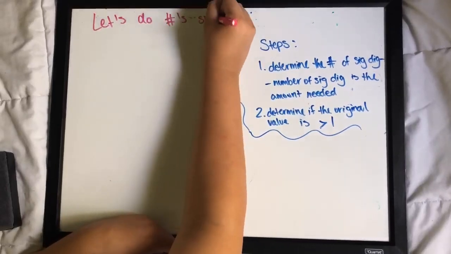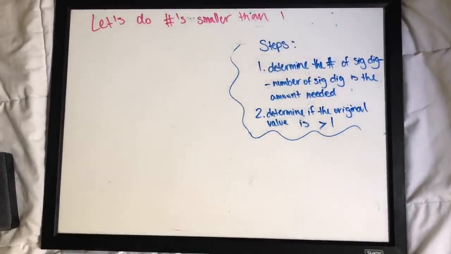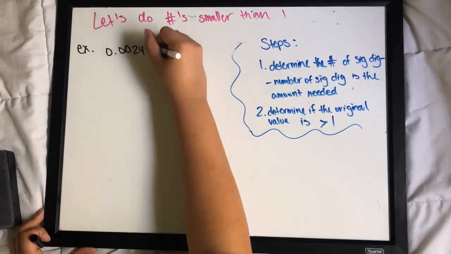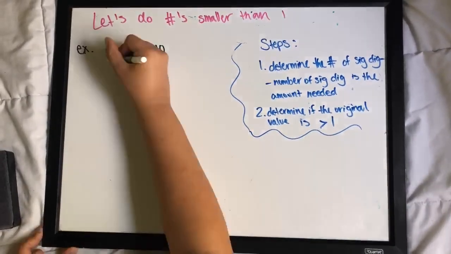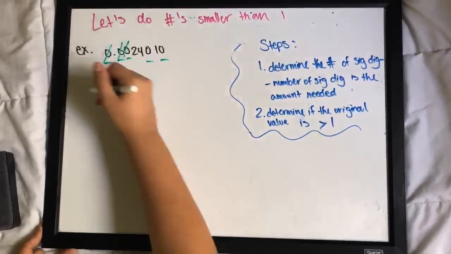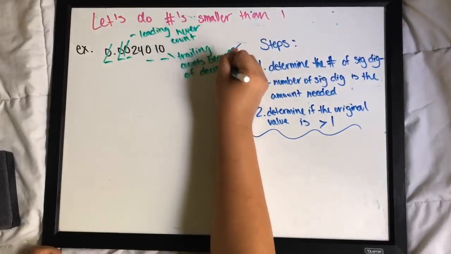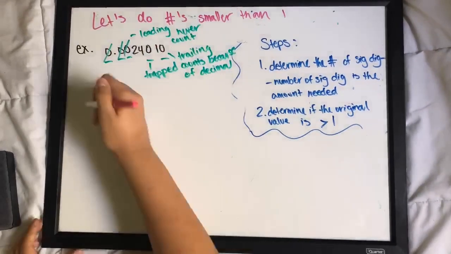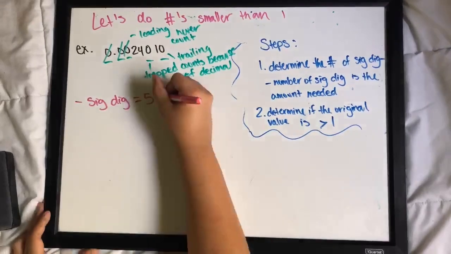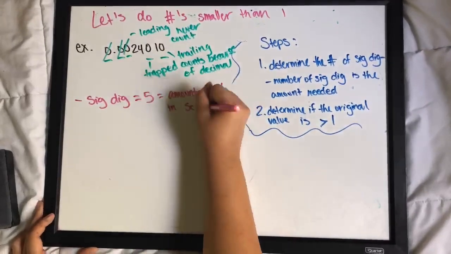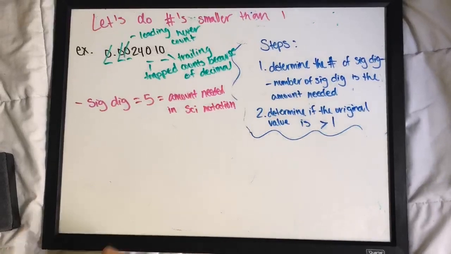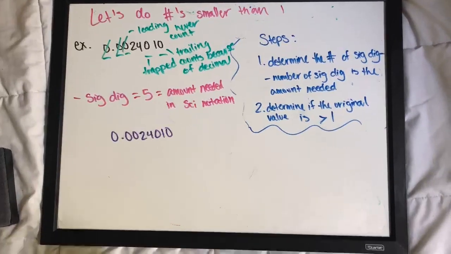Now let's start with numbers smaller than 1. For our example, we have to cross out the leading zeros because those never count, and that trailing zero after the 1 does count because of the decimal, and between the 4 and the 1, that zero is trapped, so it's significant. There's 5 significant digits. So that's the amount we need for our scientific notation.